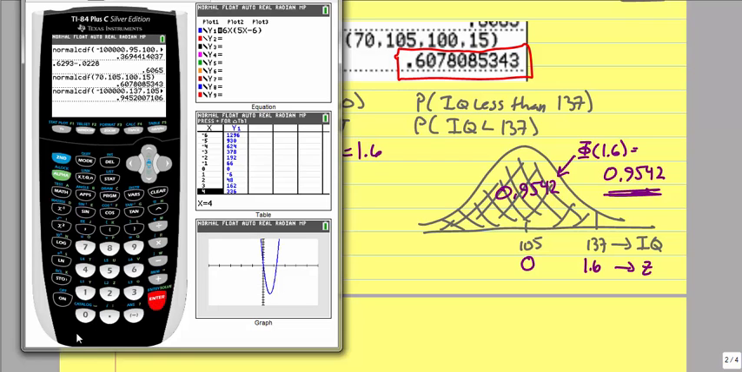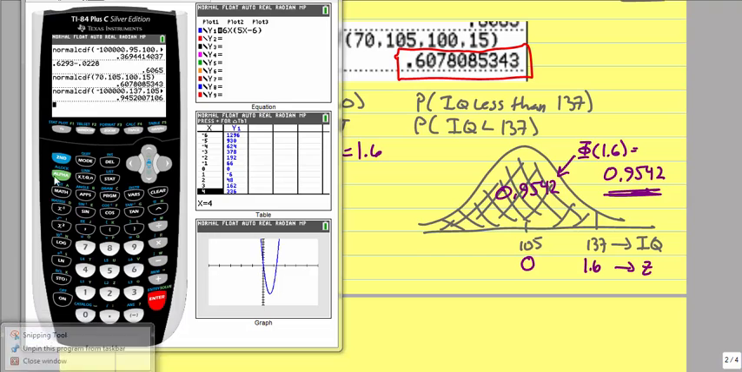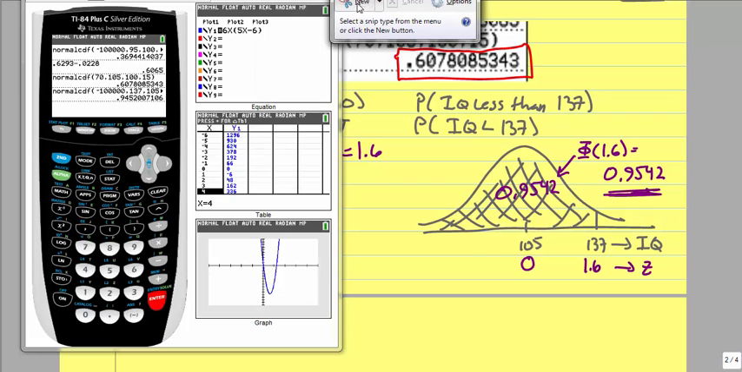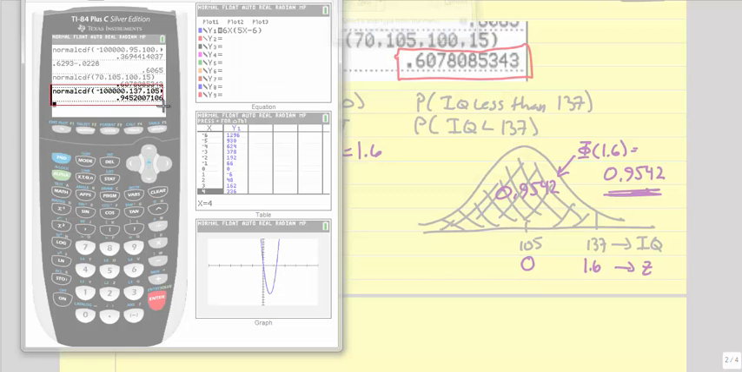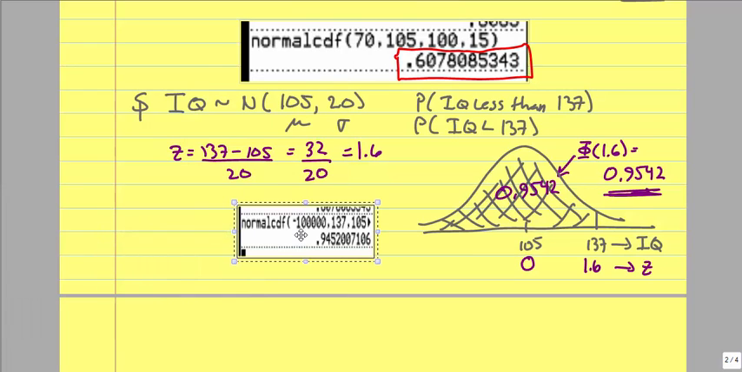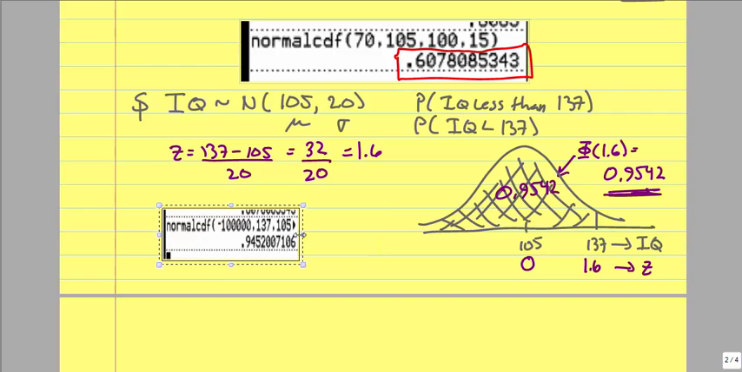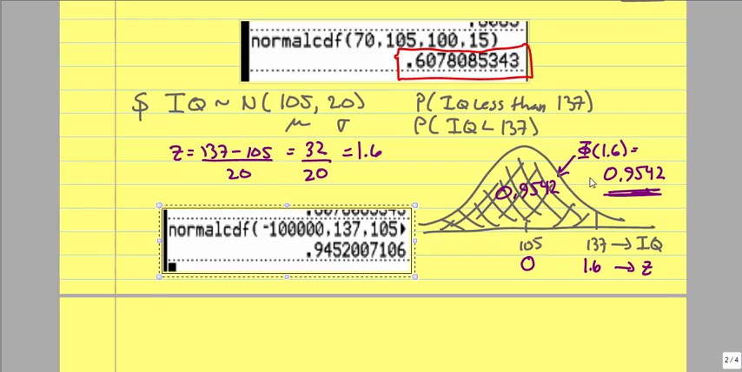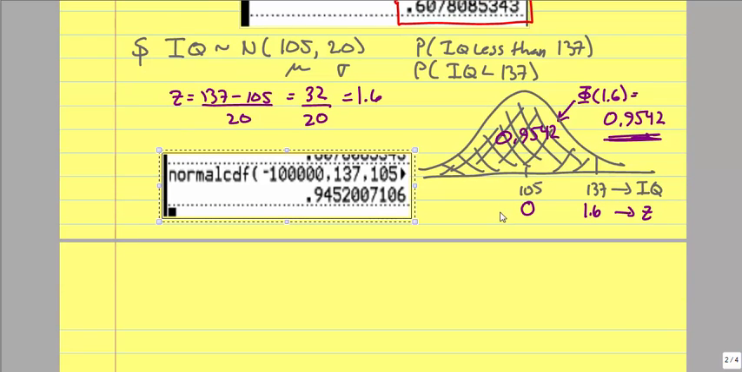Okay, let's see what our solution is. So for our solution, we get 0.9452. So it looks like it's identical, except our second and third values are swapped. 9452, 9542. So again, my math lab will accept either one, and on an exam, what you do is just choose the closest value to the multiple choice that we're given. Or if this was a show your work problem, either one of these answers would be accepted.